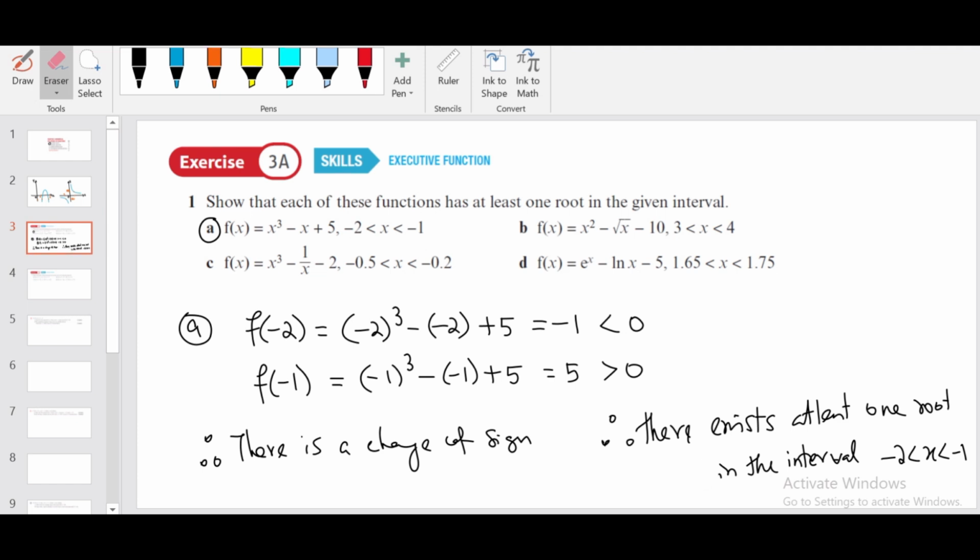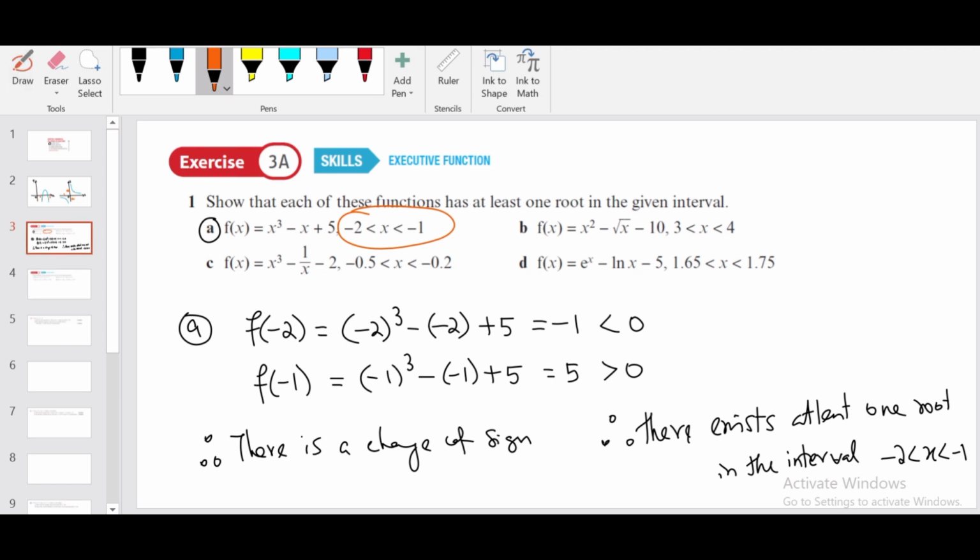So you need to make sure you put it in your calculator and double check whether there is a change of sign. Okay, now if you come across a trigonometric function, you are going to replace x by some real numbers, right? So you need to make sure your calculator is in radian mode. Okay? Now I'll show you one more question.